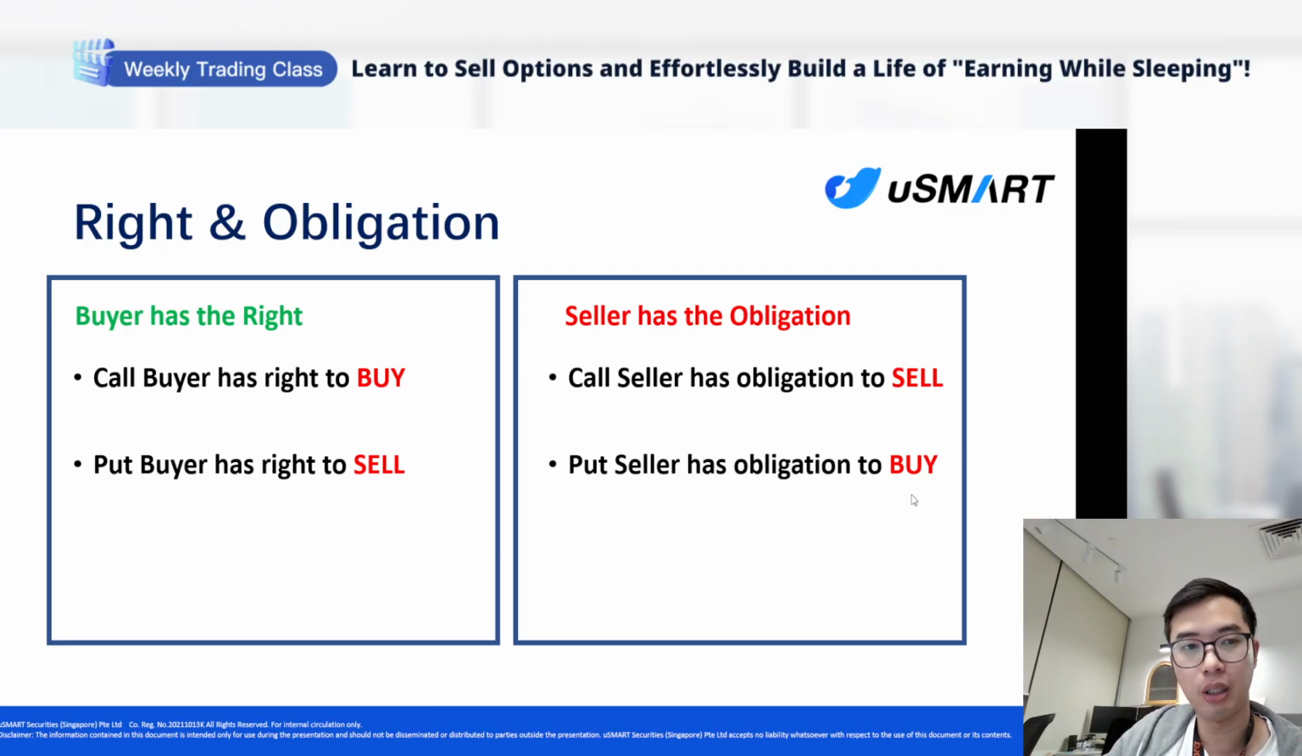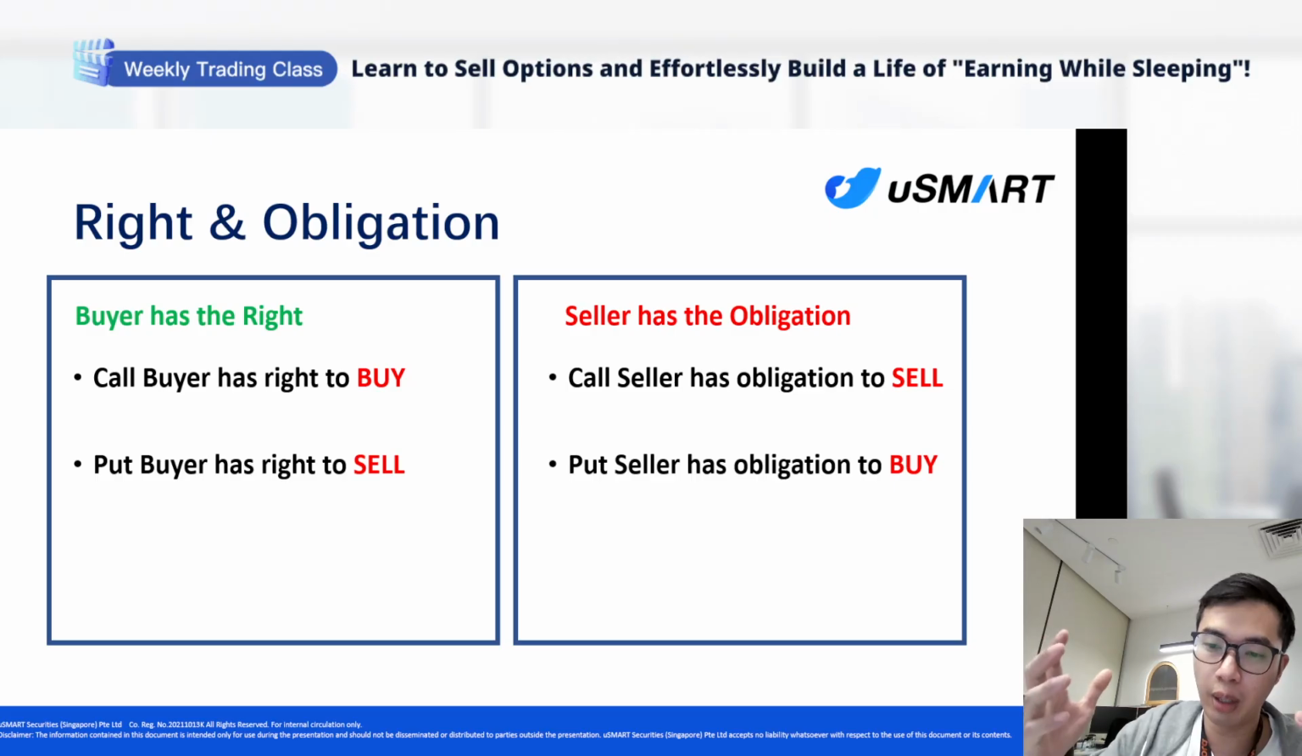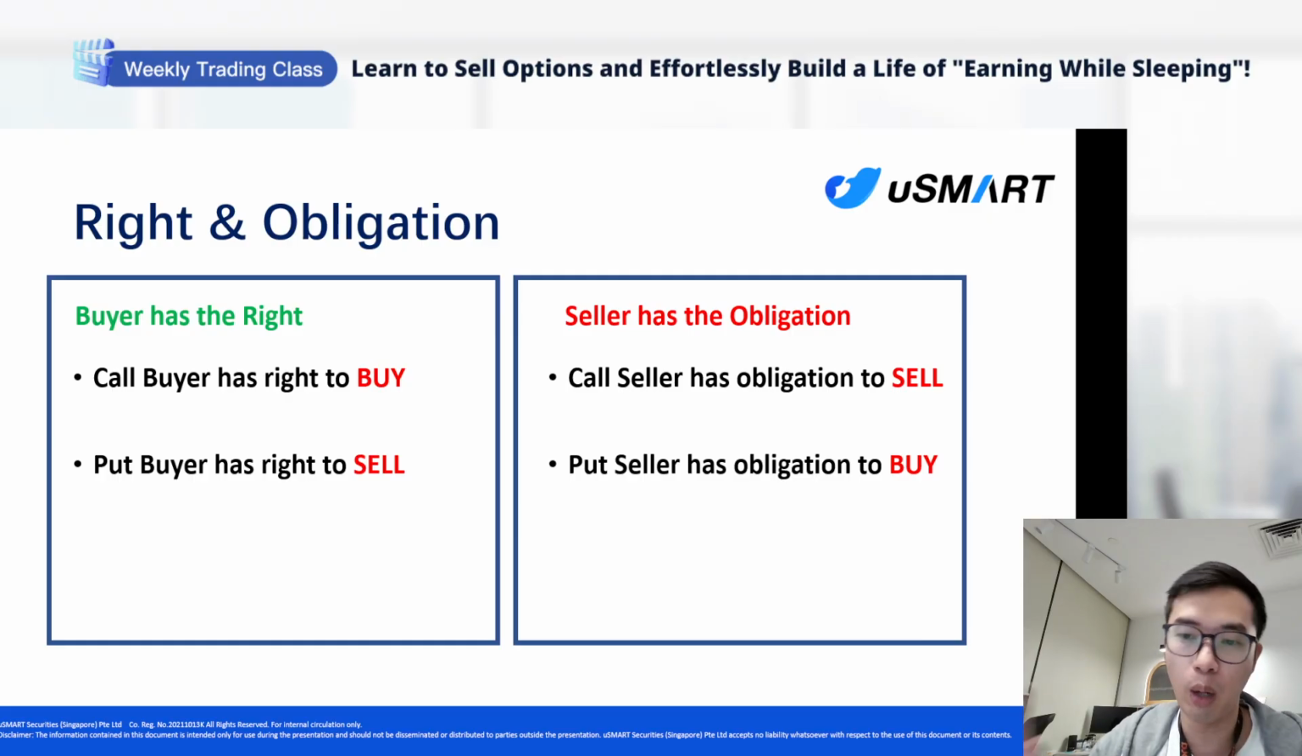So this is a summary. On the left side is the buyer side in options: buy call and buy put. The call buyer has the right to buy, the put buyer has the right to sell. We are focused on the seller today. The call seller has the obligation to sell, which means take profits: you have stocks on hand and want to sell them to the buyer. And the put seller has the obligation to buy, so you have to have enough money to buy the stocks, because one contract equals 100 shares.